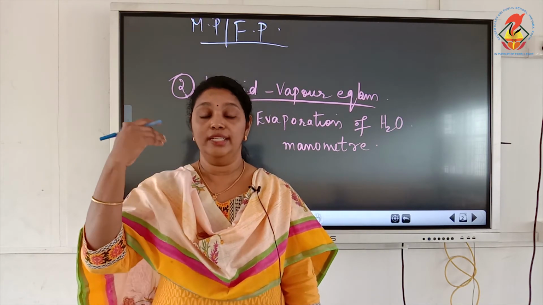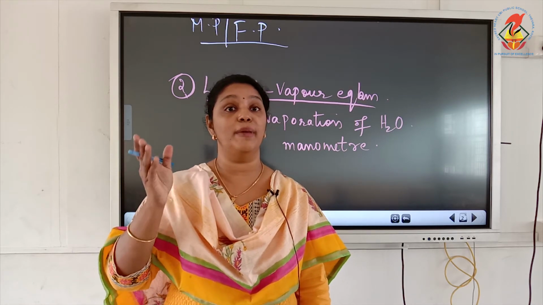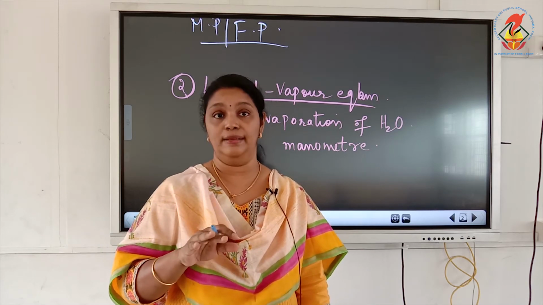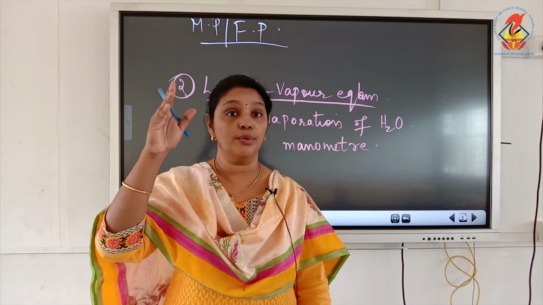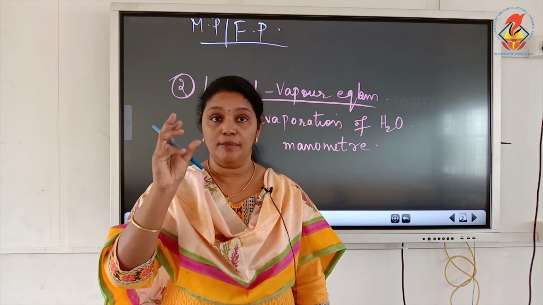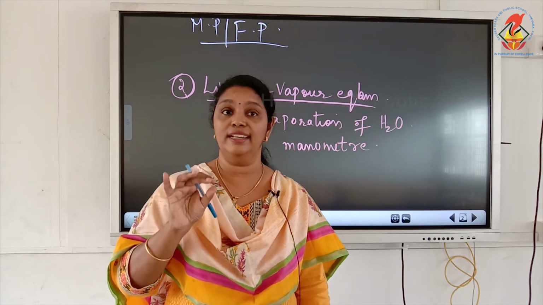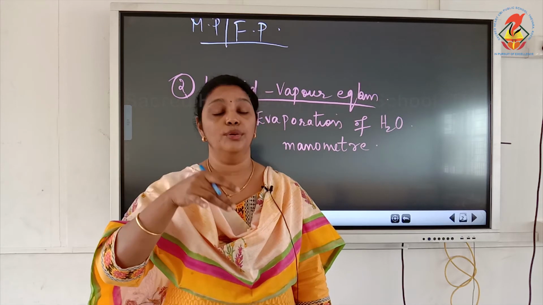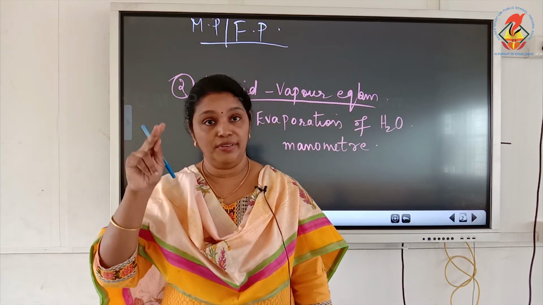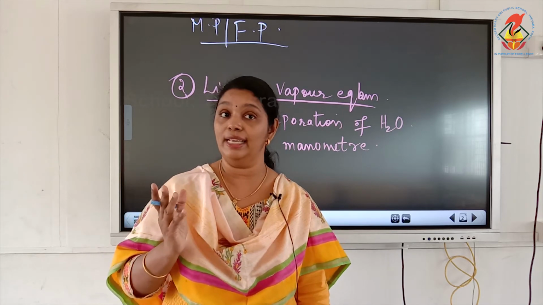So, when it changes into vapor state, you can observe that the level of mercury in the manometer increases. Now, after some time you can see the level of mercury in the manometer decreases, because some of the molecules from vapor have condensed. Condensed means cooled and go back into liquid state. So, the manometer reading decreases.